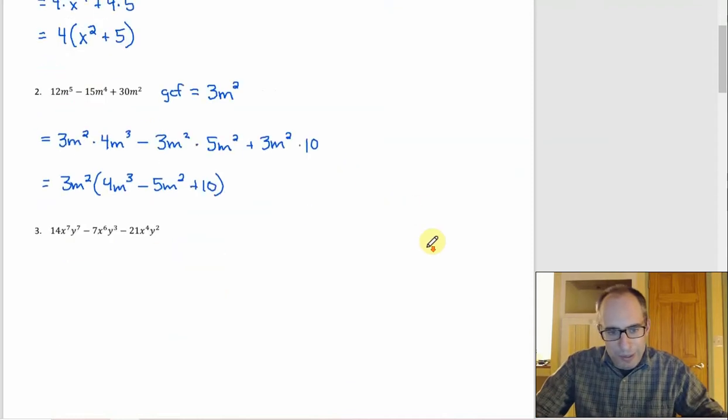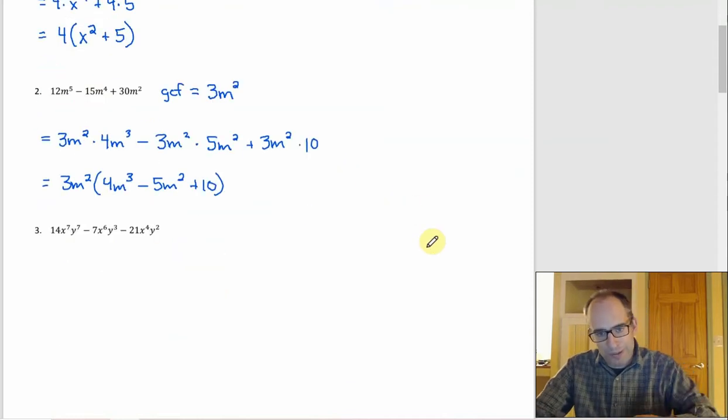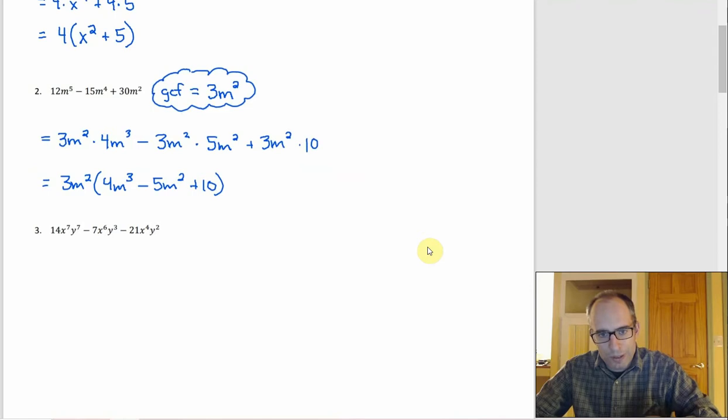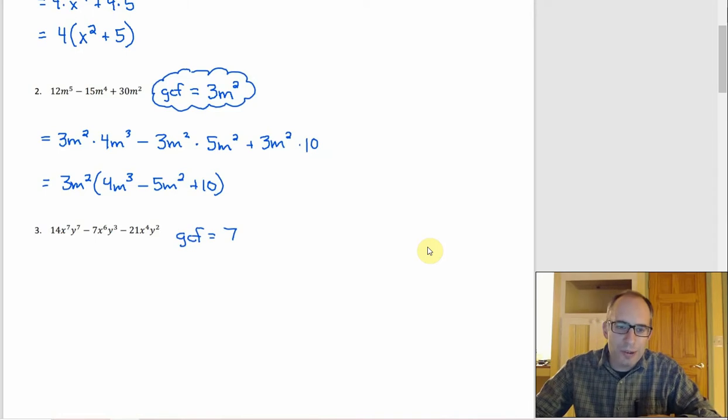Okay, number 3, same sort of idea where we can get the greatest common factor first. So let's see, coefficients, 14, 7, and 21, all divisible by 7, right? So it looks like 7 is going to be part of the greatest common factor. Then for the x's, we got x to the 7th, 6th, and 4th. Should be able to factor out an x to the 4th, right? Smallest power of x that shows up.